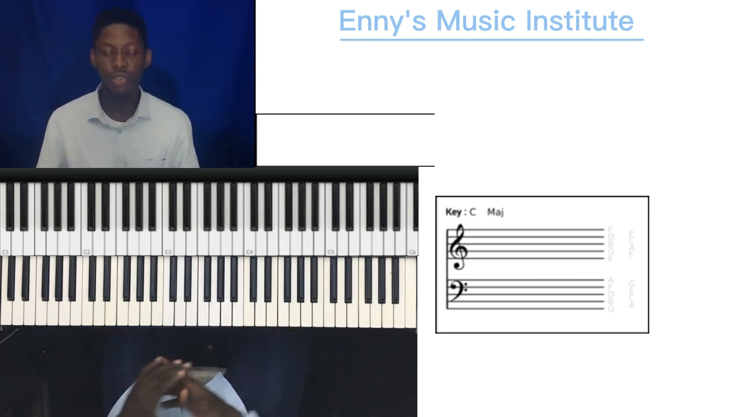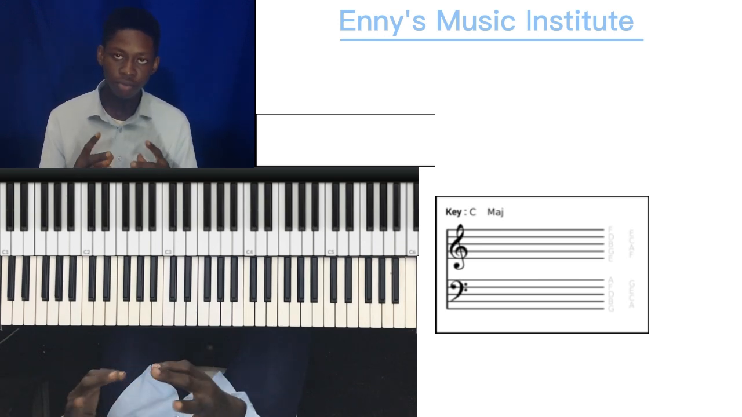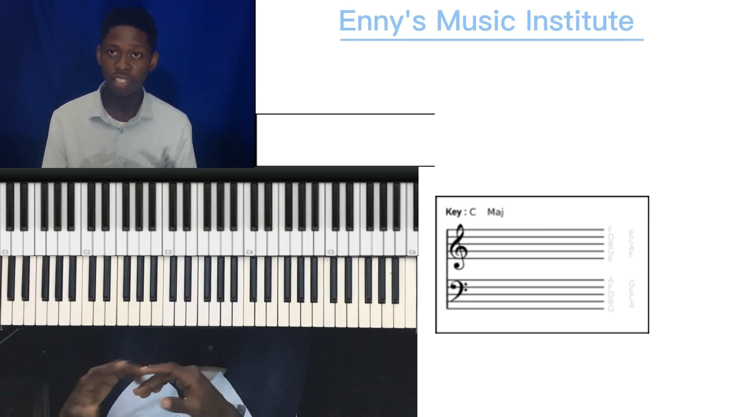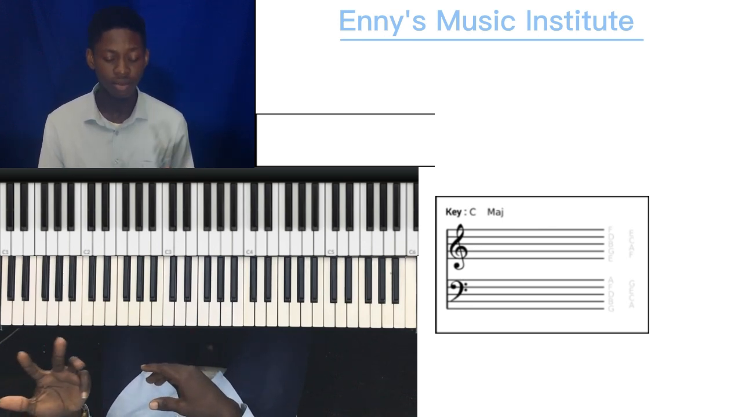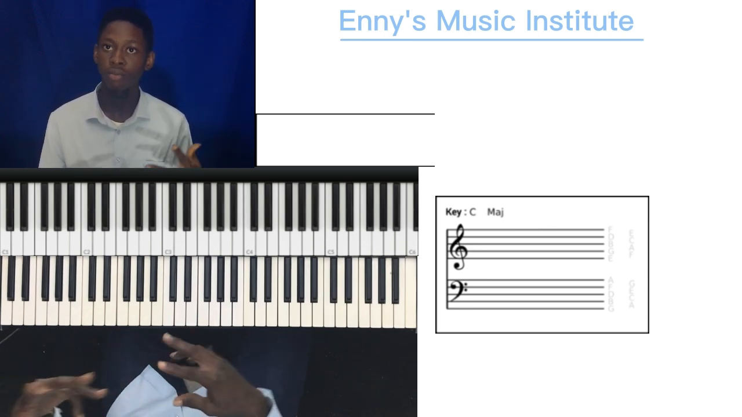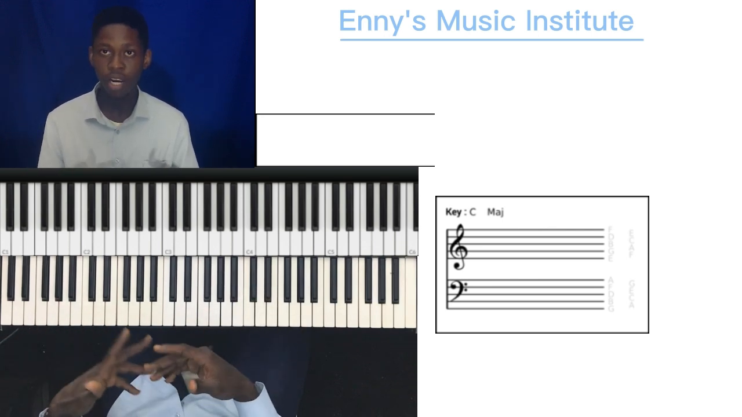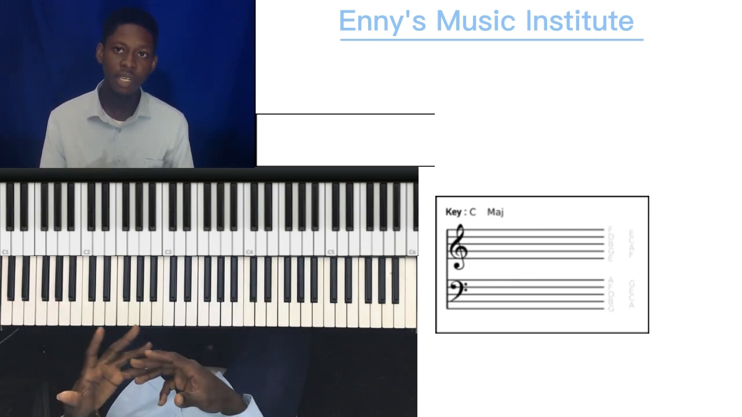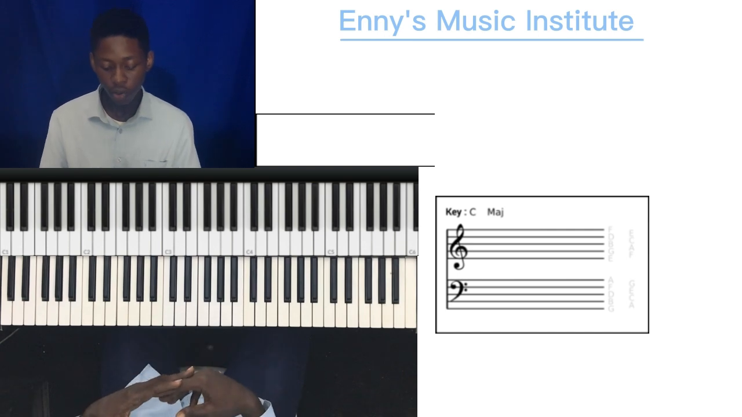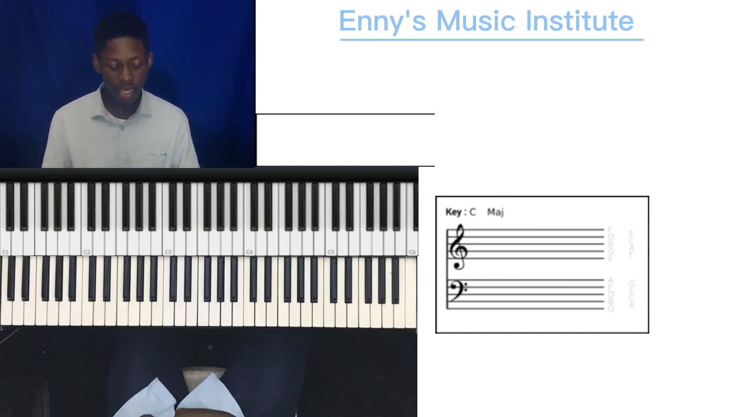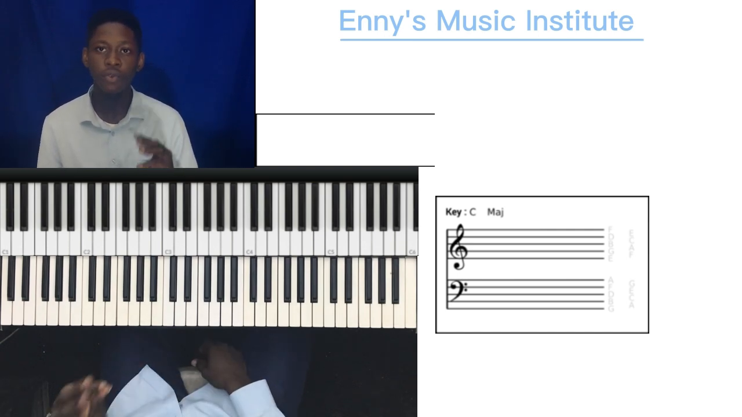What is a tritone? All right, so breaking down the word, everyone knows already that tri means three, right? Tri means three, triangle, something with three sides. So tritone simply means three tones. So basically, or simply put, a tritone is an interval of three tones.